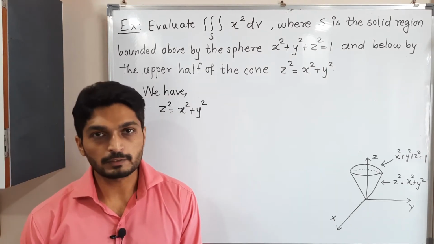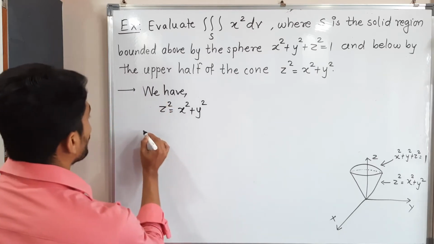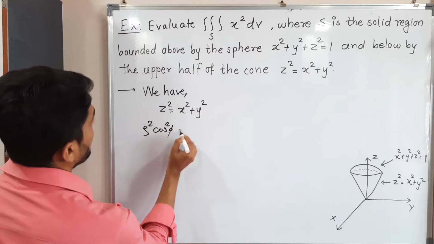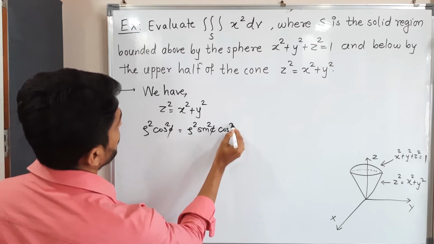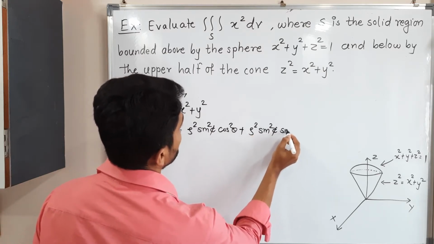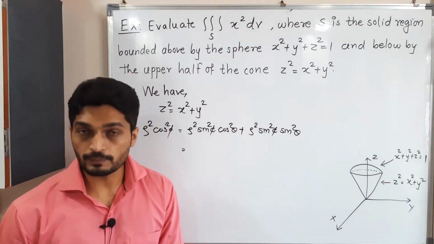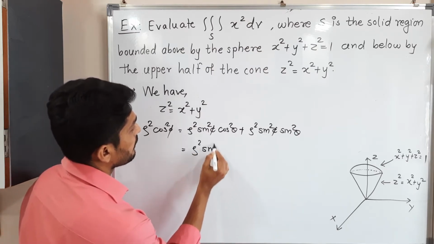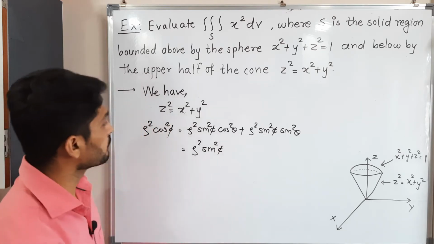We have the second equation, which is the equation of the cone. Let us convert it into the spherical coordinate system. z means what? Rho cos phi. So rho square cos square phi, and x square plus y square means rho square sine square phi cos square theta plus rho square sine square phi sine square theta. Tell me, what can we take common? Obviously we can take rho square common and sine square phi common. Then in the bracket we will have cos square theta plus sine square theta, which is 1.